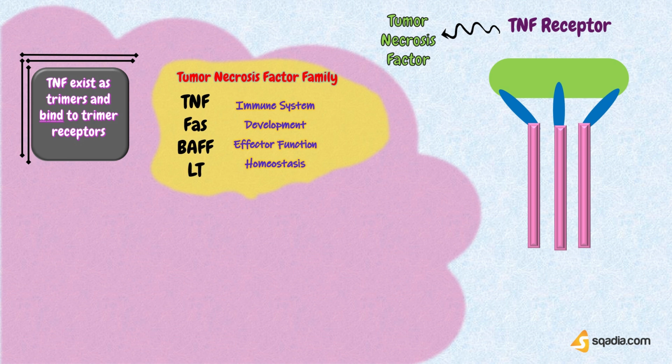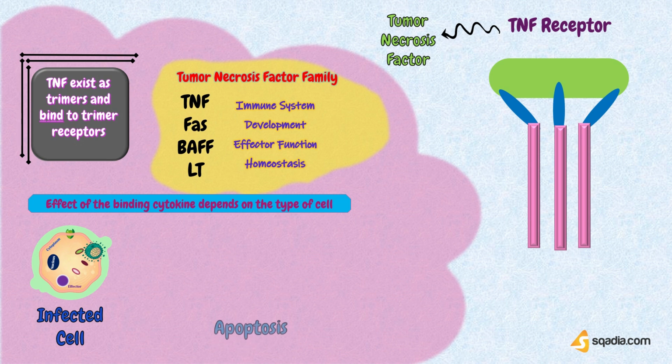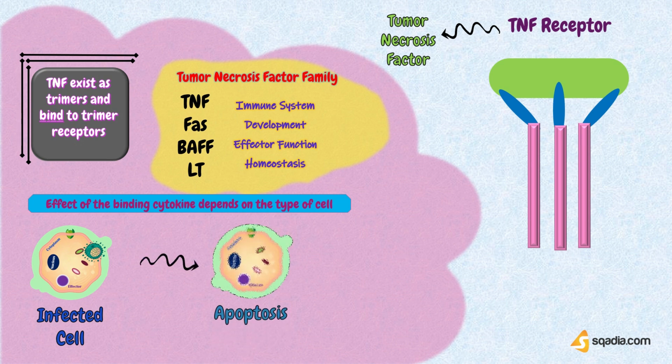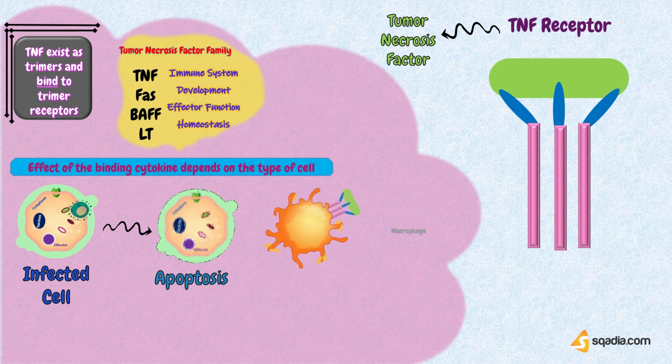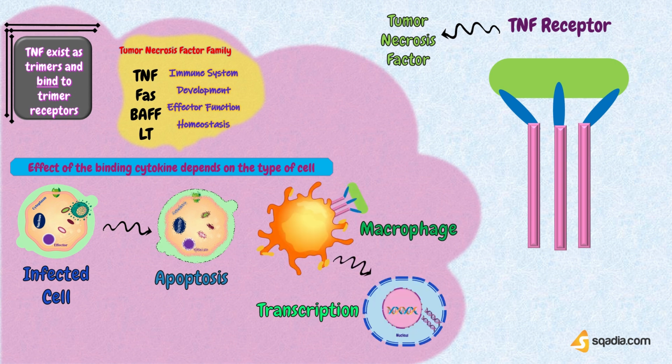The cytokines in the TNF family are either soluble or membrane-bound. They are involved in immune system development, effector function, and homeostasis. The effects of TNF depend on the target cell it binds to. When TNF binds to infected cells, it induces apoptosis. On the other hand, when TNF binds macrophages or endothelial cells, it induces the transcription of genes.